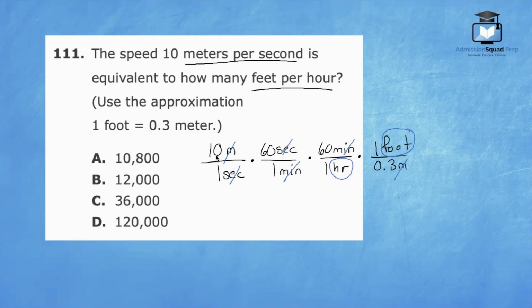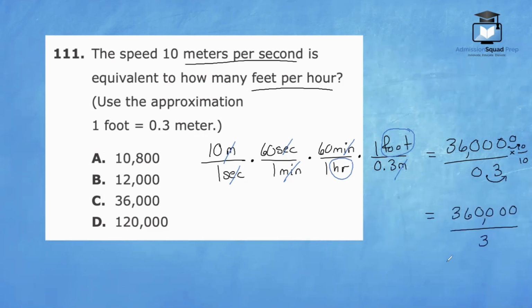So our numerator is 10 times 60 times 60 times 1. 6 times 6 is 36, and then we will have 1, 2, 3 zeros in the numerator, so 36,000 in the numerator, and in the denominator we have 1 times 1 times 1 times 0.3, so 0.3 in the denominator. We don't prefer to divide by a decimal, so we're going to go ahead and multiply both the numerator and denominator by 10 over 10. When we do that, this decimal point moves one place to the right, and we will add an additional 0 in the numerator. So we have 360,000 divided by 3.